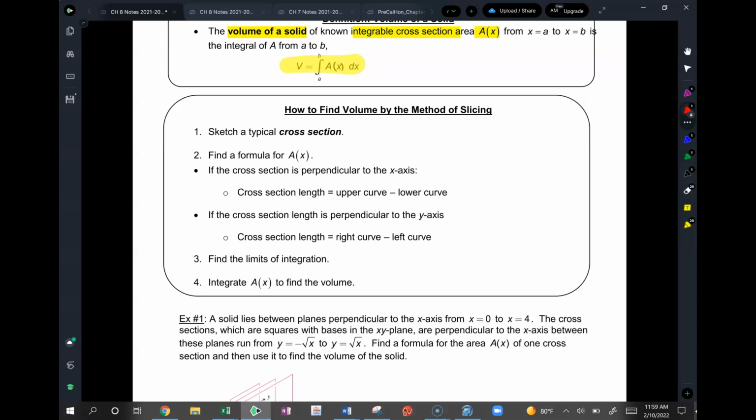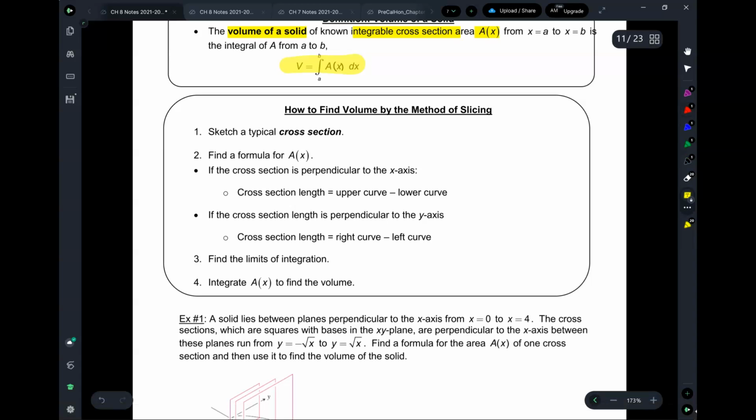We're expanding. Okay. So how to find volume by the method of slicing. You want to sketch a typical cross section, just like we did over there, with the square. Find the formula for A of X. So do you remember that square over there?